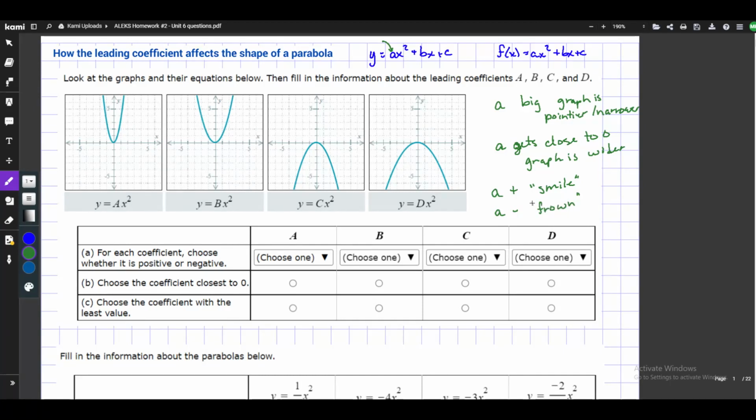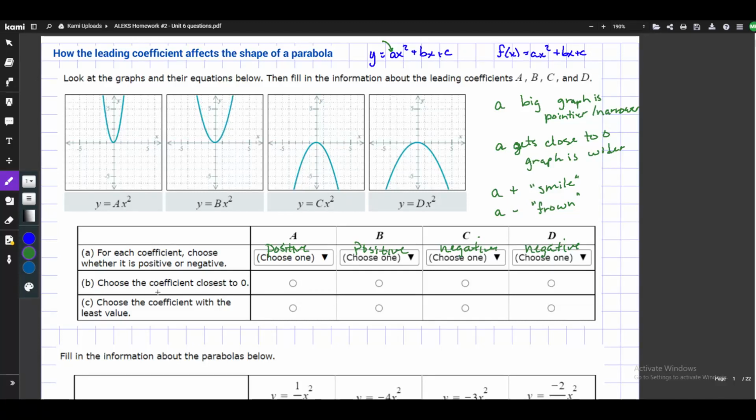All right, so when we're looking at this, the choices we have for each coefficient show whether it's positive or negative. So a is positive. It's a drop down, but I don't get a drop down when I copy the pictures. B is also a smile, so that is positive. C is a frown, so that is negative. D is a frown, and that is negative as well.